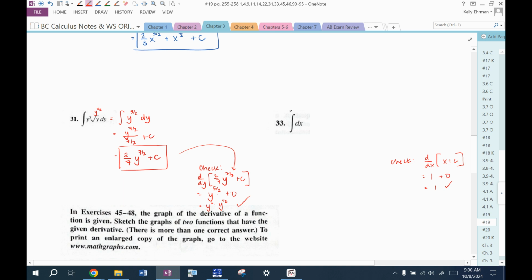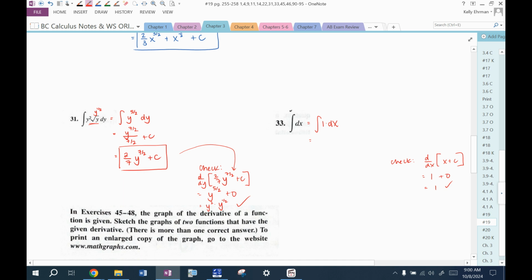Yeah, so that does come out to y squared times y to the 1/2, which is what I had here. And this is on here not because it's difficult, but it just kind of looks weird when we're first learning about this. So remember, there is a 1 right here, if that helps you.